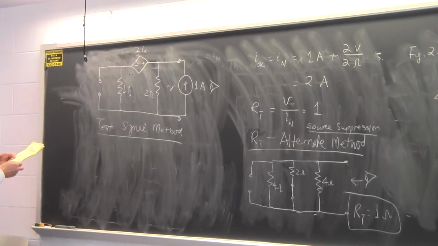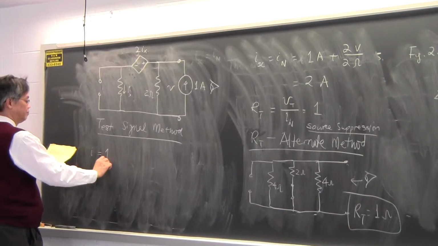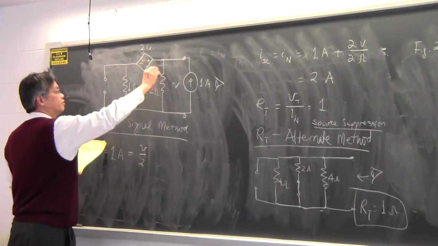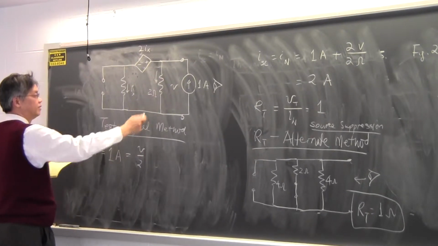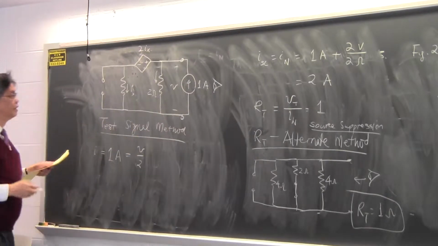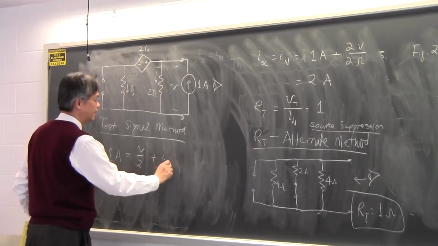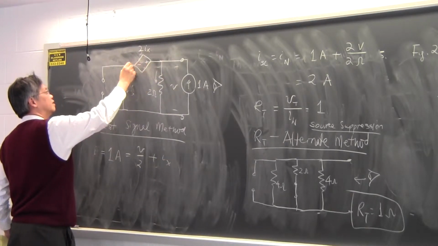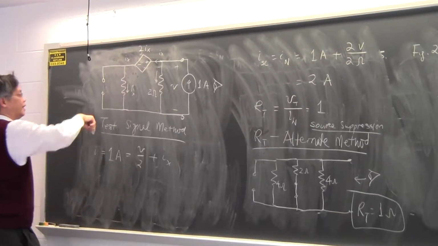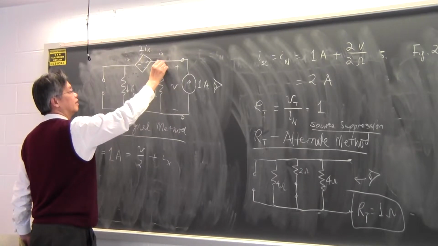I would have that the test current I is 1 amp, and it's equal to V over 2. The current that flows in this direction, that is V over 2. And then plus Ix, because the current that flows here is Ix. This current has to be Ix. This is just applying Kirchhoff's current law at this node over there.